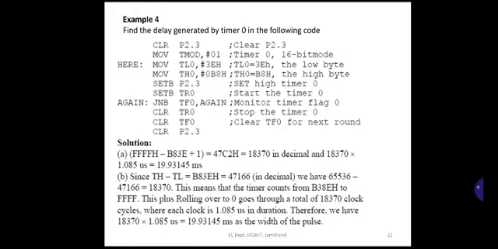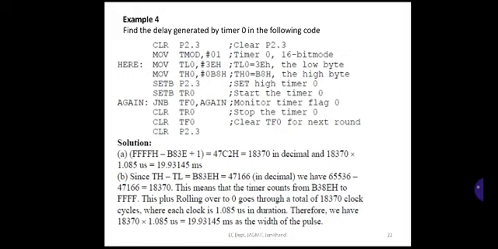You have to find the delay generated by timer 0. So go through the program: clear P2.3, move TMOD, #01H, load the value into TL0 and TH0. That is another arbitrary value taken here. B8 is loaded in TH0 and 3E is loaded in TL0. Set bit P2.3. We are using P2.3 to generate a square wave here.